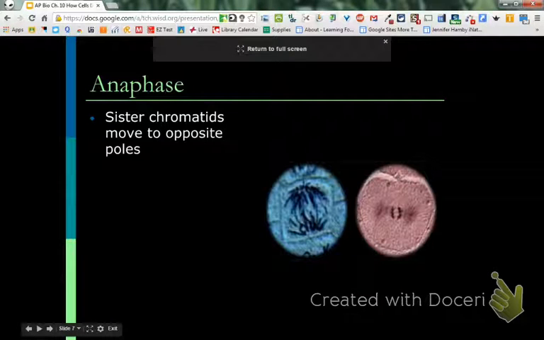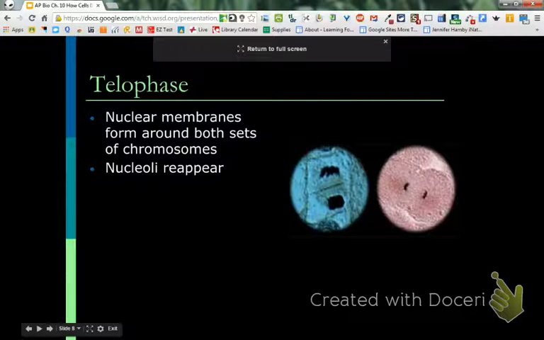And anaphase is where it's actually being pulled apart. This is actually the really cool looking one because you see the chromosomes actually moving. They do move to the opposite poles towards the centrioles. And telophase is where nuclear membranes form around both sides of the chromosomes, and nucleoli reappear. That nuclear envelope reappears. And again, I really like that picture because you can start to see that cell plate forming. This again is the furrow coming in.